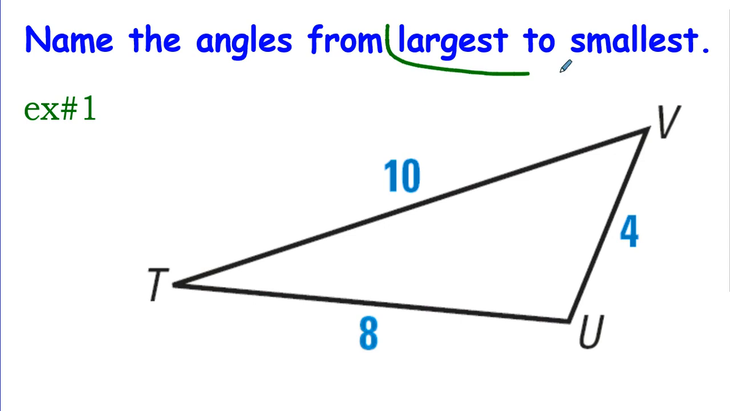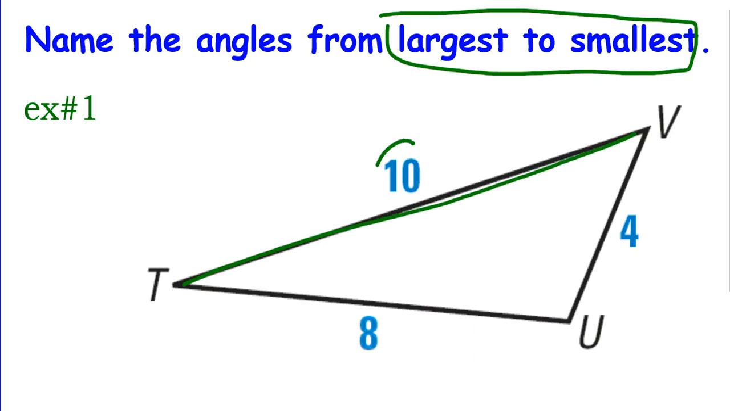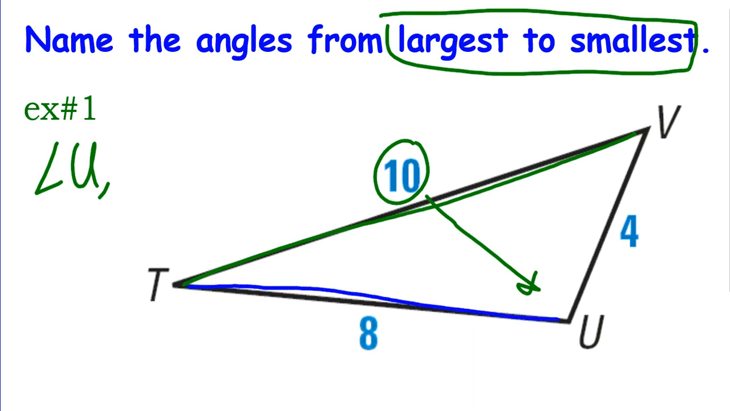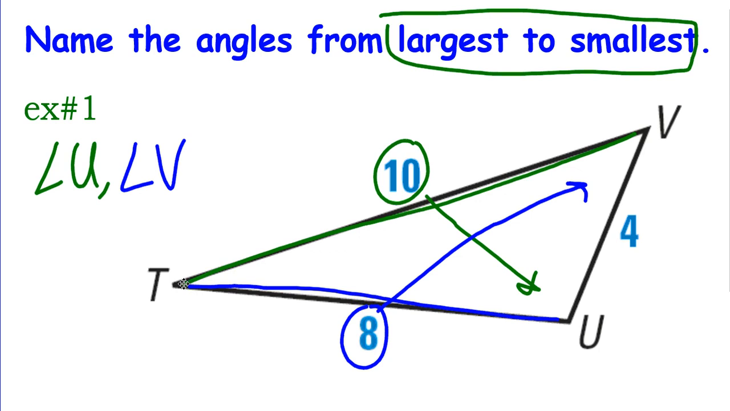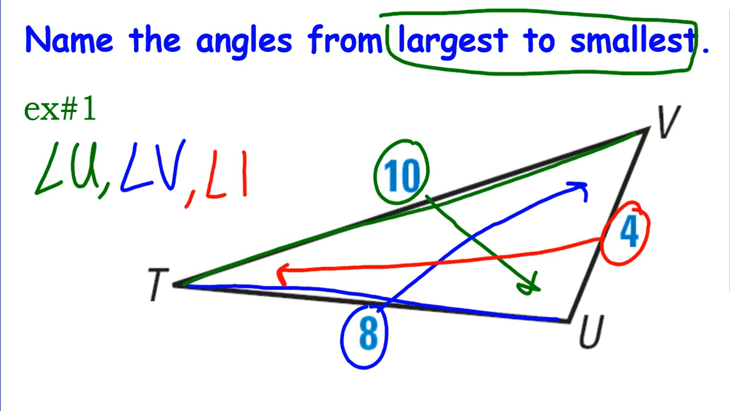So name the angles from the largest to the smallest. So the largest angle is going to be across from the largest side. So the largest side here is side TV, because it's 10, and across from that side is angle U. So angle U is the biggest angle. Next biggest side length is 8, and that's side TU. Across from that side is angle V, so that's the next biggest angle. And last but not least, across from the shortest side, 4, is angle T, so that is our smallest angle.